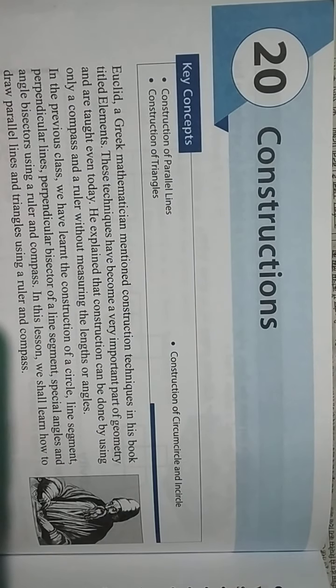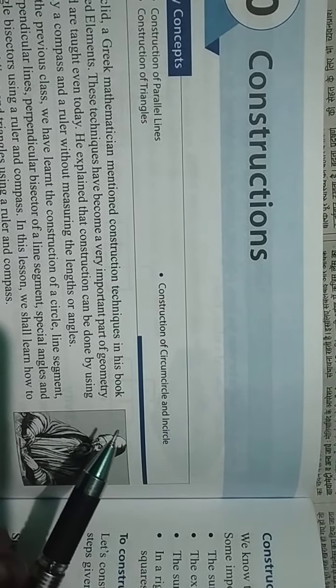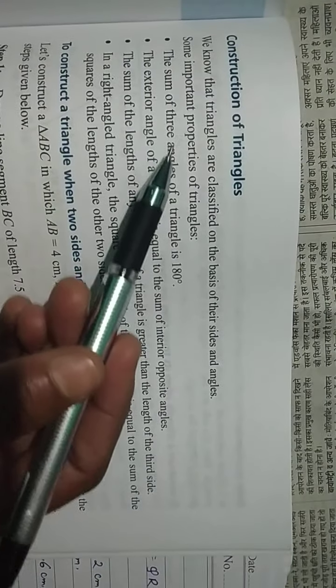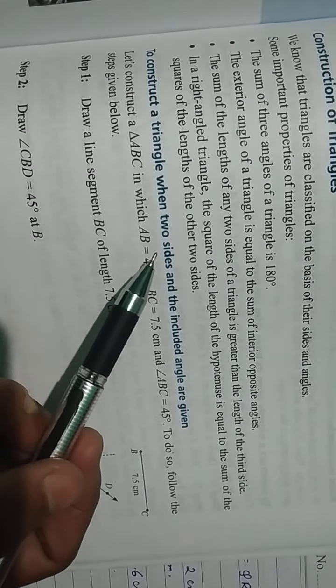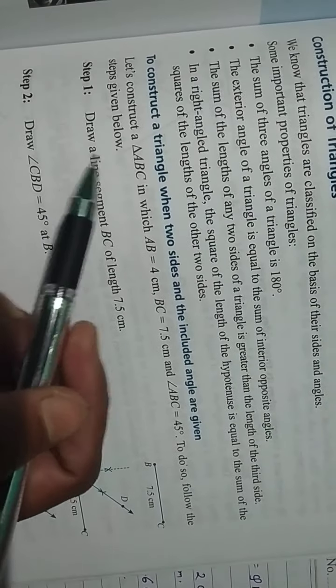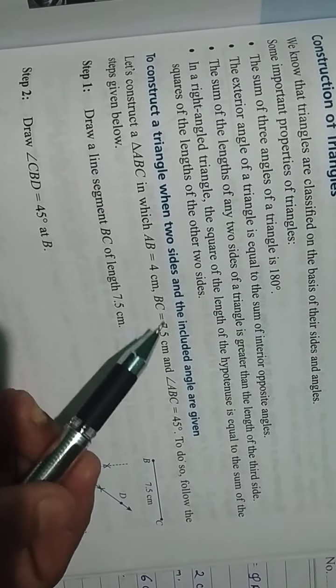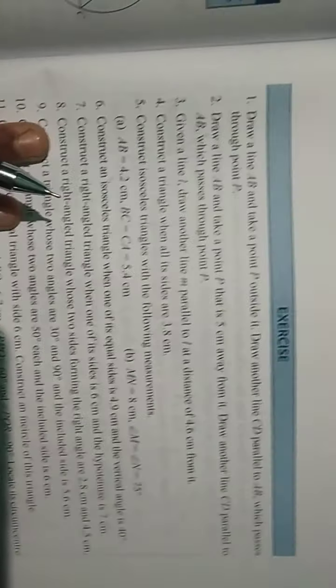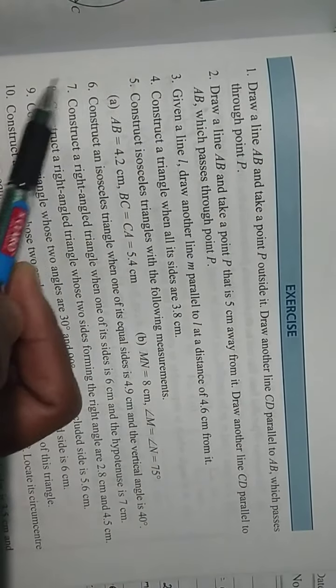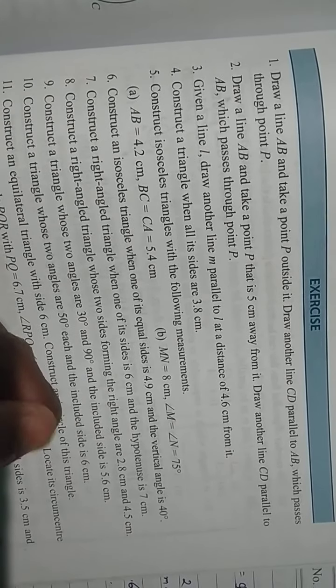In this chapter, we will learn how to construct two parallel lines like this with the help of compass and scale, and how to construct different types of triangles. Okay, construction of different types of triangles, like equilateral triangles, isosceles triangles, and when two sides and included angles are given, that type of triangle we are going to study in this exercise. You will understand better if we start one by one each and every question of this exercise. So let's begin.